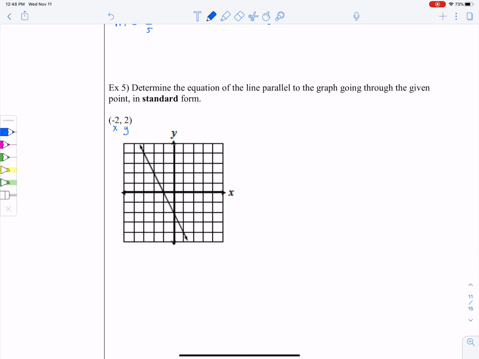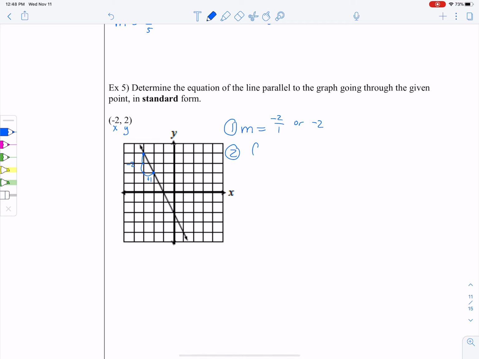On this one, they give us a graph. So it's actually easy to find the slope. We just need to find 2 points that go through the graph. And this one is going down 2, so that's -2, and then to the right 1, so +1. So our slope, our m here, is equal to -2/1. Or you can just say -2.